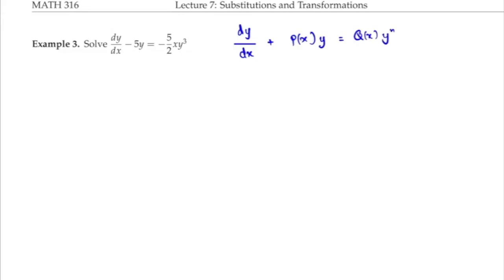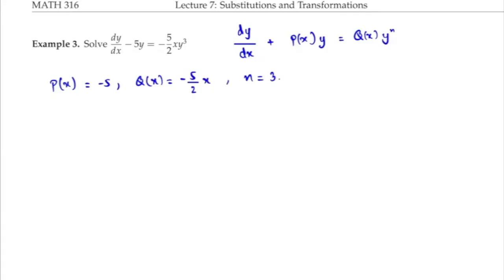In this case, you have p of x equal to -5, and q of x is equal to -5 over 2 times x, and y to the power n, therefore n is equal to 3 in this case. So now you identify p of x is equal to -5, q of x is equal to -5 over 2 times x, and n is equal to 3.